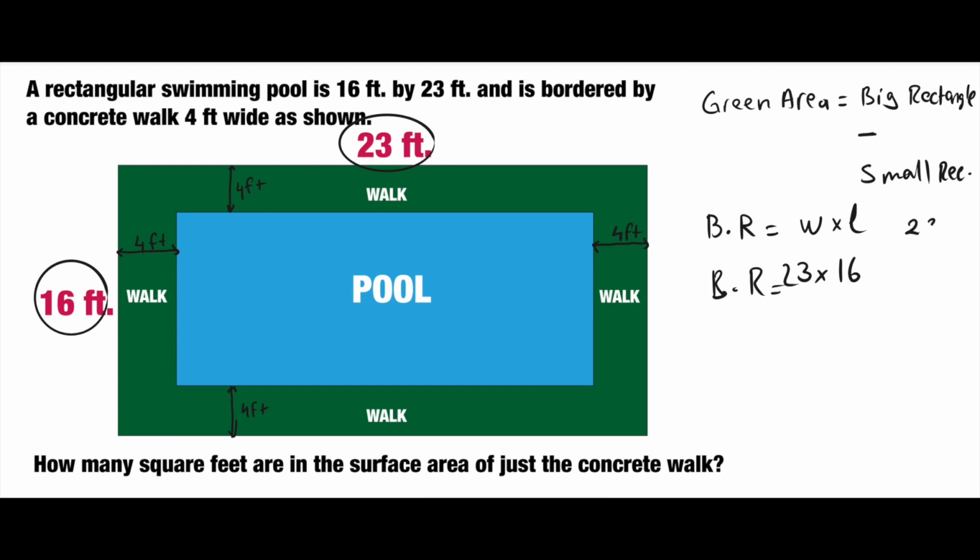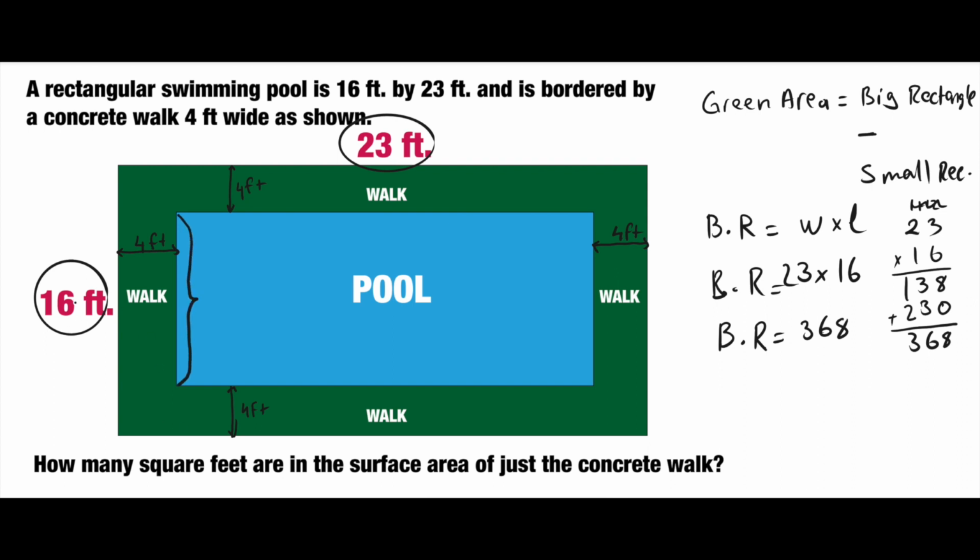So 23 times 16, two-digit multiplication. 6 times 3, 18. 6 times 2, 12, plus 1, that is 13. 1 times 3 is 3. 1 times 2 is 2. 8, 6, 3. So the big rectangle area is 368.